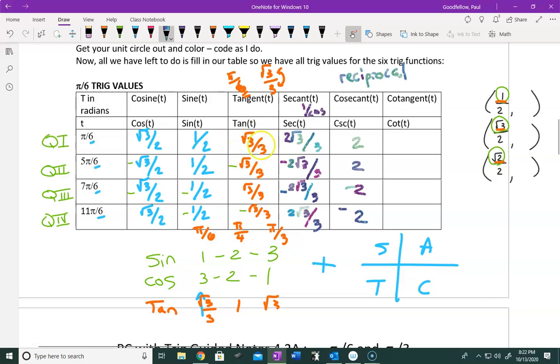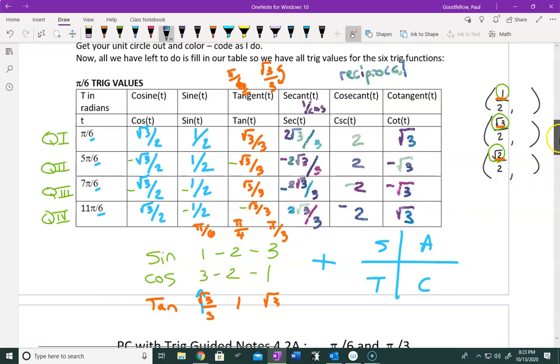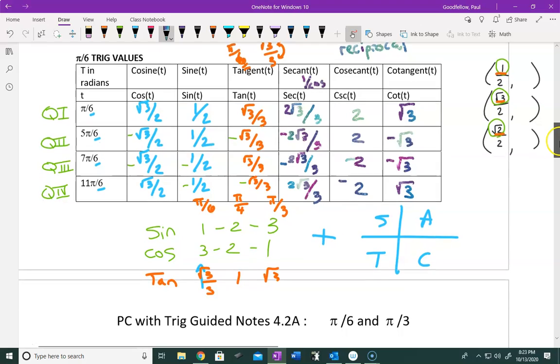Cotangent would be this guy flipped over, which would rationalize to √3's. It's kind of like the opposite down here. These two are opposites of each other, and the signs would match on those two particular concepts. And that's how you get your reciprocal other 6 trig functions. Now, that's exactly how I would fill out the pi over 6 chart.